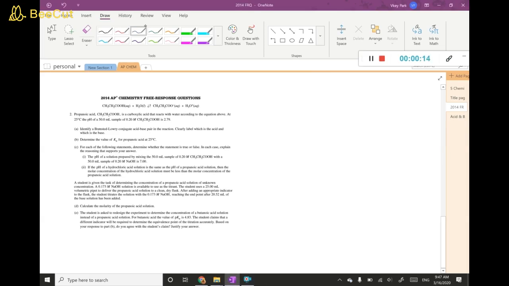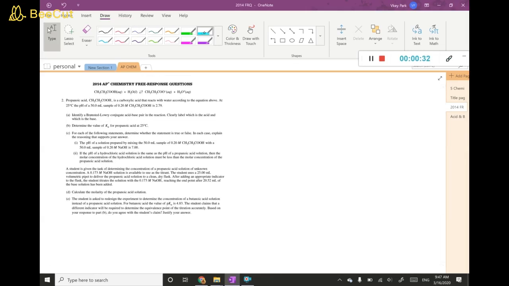So the question says propanoic acid is a carboxylic acid that reacts with water according to the equation above. So this is the equation that we're looking at. At 25 degrees Celsius, the pH of a 50 milliliter sample of 0.2 M propanoic acid is 2.79. Okay, so I'm actually just going to highlight some of the more important stuff. So that's that, this, and this. Numbers are always going to be very important when it comes to calculating for acids and bases.